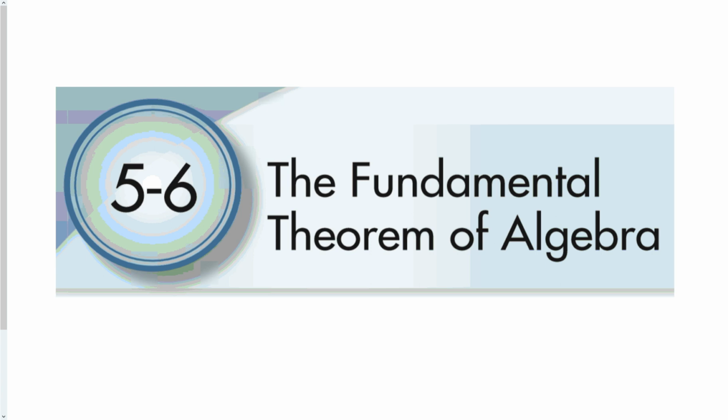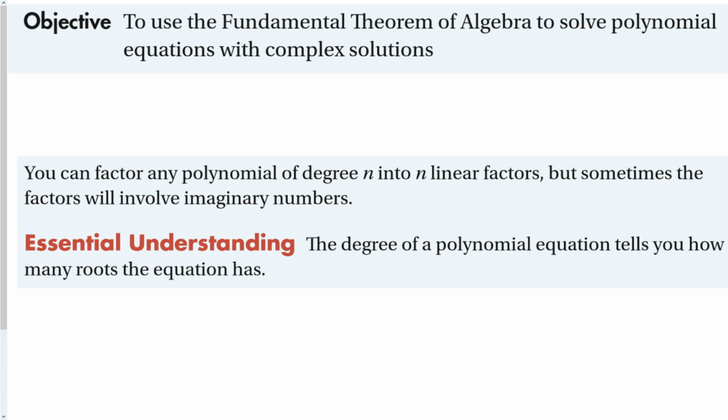This is section 5-6, the Fundamental Theorem of Algebra. Our objective for this section is to use the Fundamental Theorem of Algebra and everything we've done in the past sections of Chapter 5 to solve polynomial equations for all their solutions, which include complex solutions. And what you need to know is that you can factor any polynomial of degree n into n linear factors. But sometimes the factors will involve imaginary numbers. And that's pretty much what the fundamental theorem of algebra is all about.